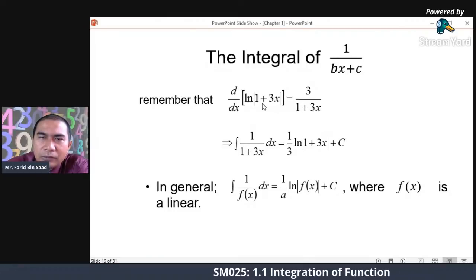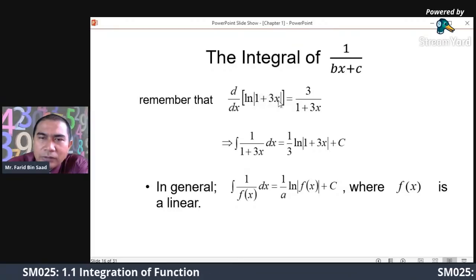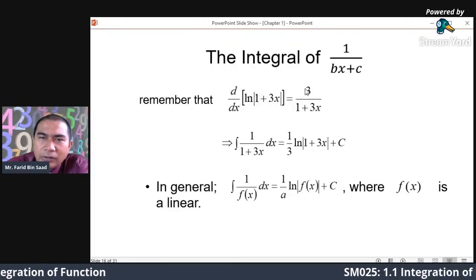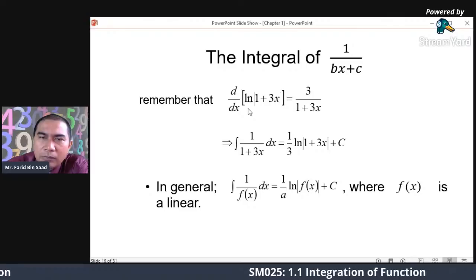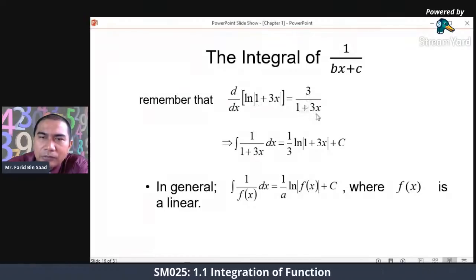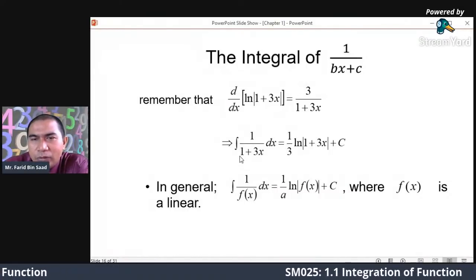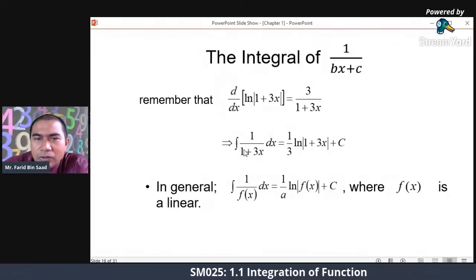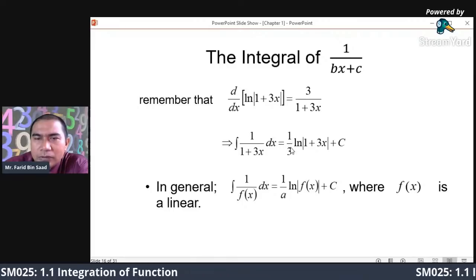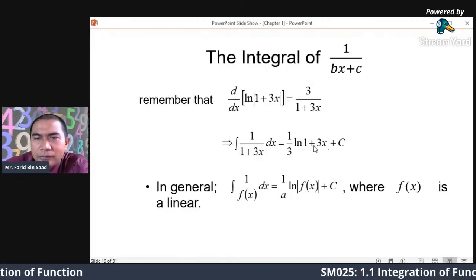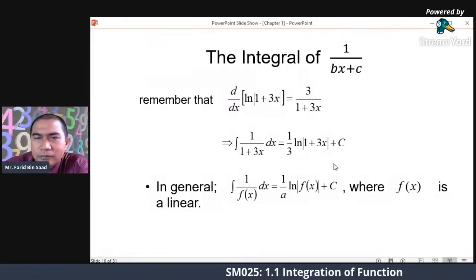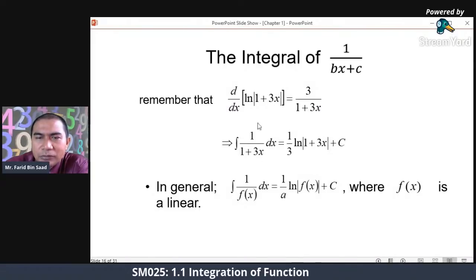And then don't forget to differentiate the function after ln. Let's say this one is a function. Differentiate the function after ln, we get 3. That means differentiating ln of 1 plus 3x, we get 3 over 1 plus 3x. Okay, please remember this one. And then if we integrate 1 over 1 plus 3x dx, what we get is 1 over 3 ln of 1 plus 3x plus c. Yeah, so please remember this one.